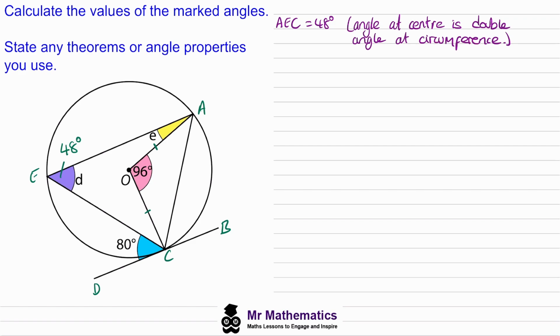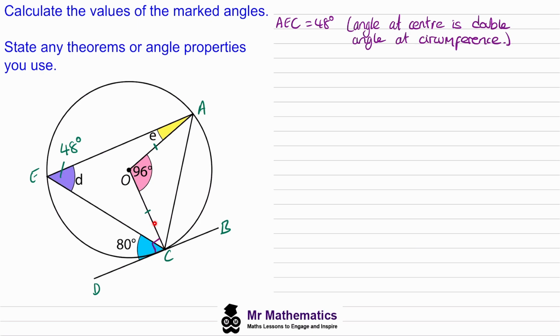We can also see that D to B is a tangent to the circle, because it touches the circle at one point along the circumference. At this same point, we have a radius going to the centre, and we know that the angle between the radius and the tangent is 90 degrees. We can label this here.